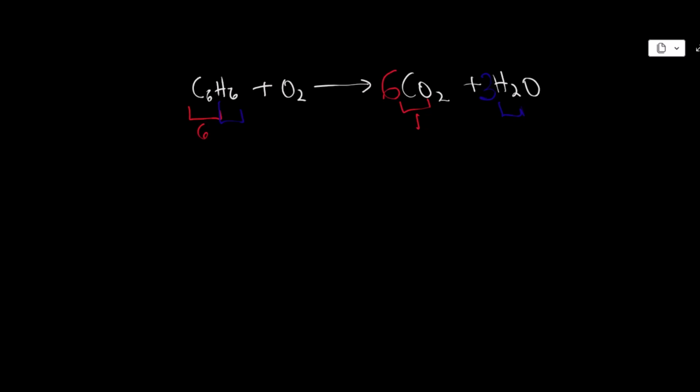Now we are left to balance the oxygen. We have only 2 on the left, and on the right we have 15. So this is what we do. 15 divided by 2 gives us 15 on 2. So we put 15 on 2 in front of the oxygen over here.